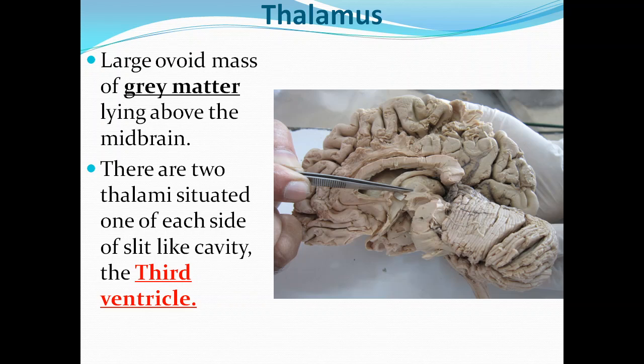Now we move on to our main topic, thalamus. What is thalamus? Anatomically, thalamus is a large ovoid mass of gray matter which lies above the midbrain. This is the same mid-sagittal section of the cerebrum. Here you can see corpus callosum. Septum pellucidum is opened up, so here you can see this cavity is known as lateral ventricle. And this is a large ovoid mass of gray matter situated above the midbrain. This is midbrain, and this ovoid mass of gray matter is known as thalamus.